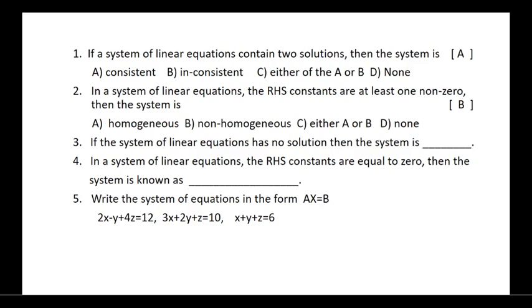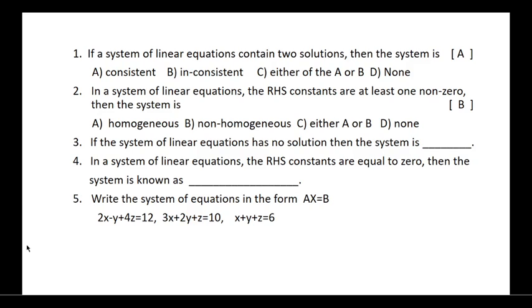If the system of linear equations has no solution, then the system is inconsistent. If at least one solution exists, such a system is consistent. If not even one solution exists, then the system is inconsistent. In a system of linear equations, if the right hand side constants are all zero, then the system is known as a homogeneous system.